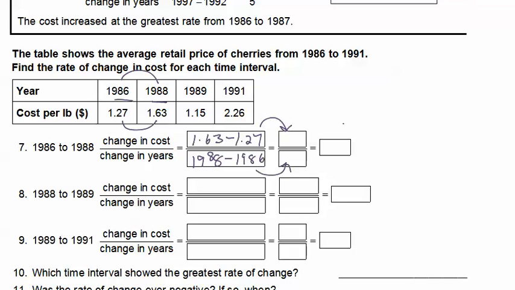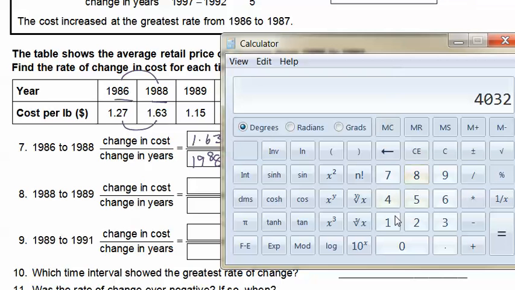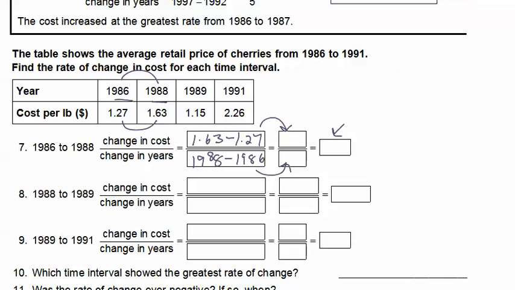And then in order to fill in this last box, you're going to take the top number, divide by the bottom number. So let's see, 1.63 minus 1.27 is equal to 0.36. So that's what's going to go right here, 0.36. And 1988 minus 1986 is 2.